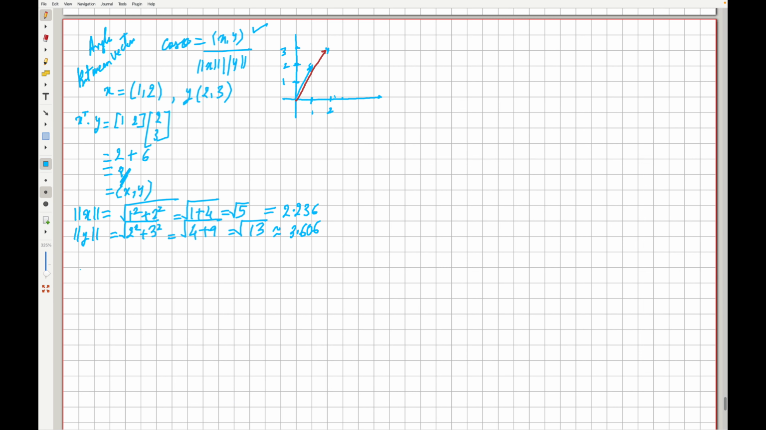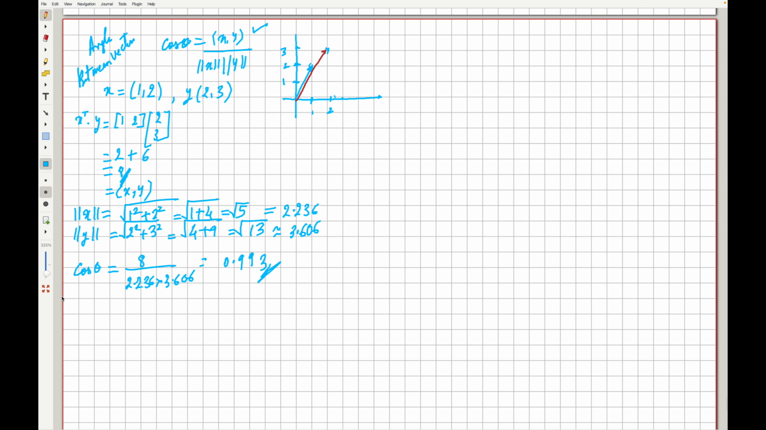3.606. And so if we plug that in to get the value of cos theta, that would be 8 divided by 2.236 multiplied by 3.606, and let's see what we get there. So that's 8 divided by 2.236 multiplied by 3.606. We get a value of 0.99, and then if we round it up, we get 0.993.